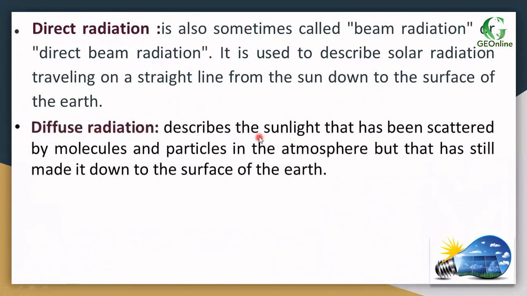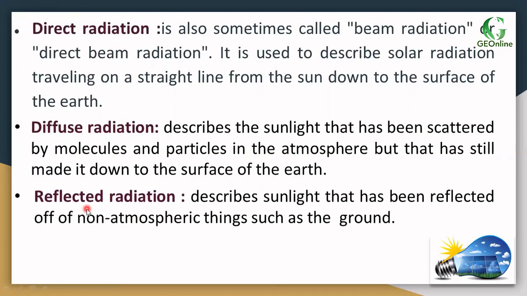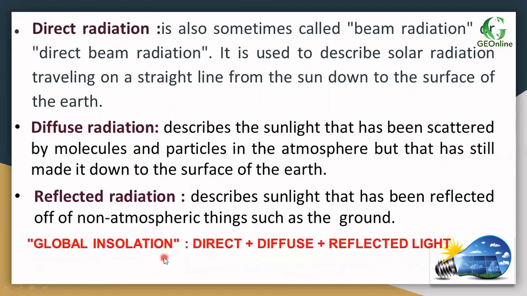Second is diffuse radiation. It describes sunlight that has been scattered by molecules and particles in the atmosphere, but that has still made it down to the surface of the Earth. Next is reflected radiation. That is the radiation that is reflected from dust or other objects. So global insolation is the sum of direct, diffuse, and reflected radiation, or the total radiation that reaches Earth's surface.